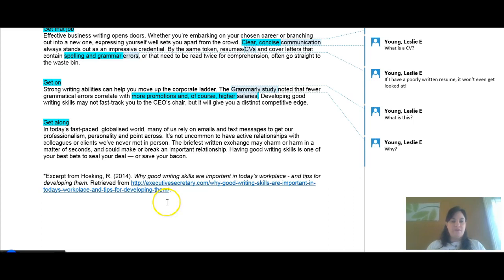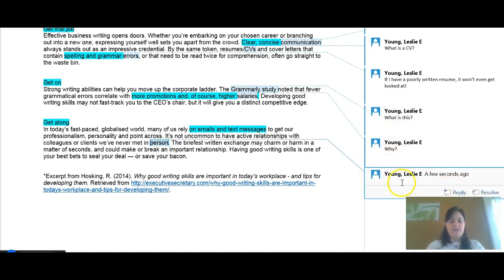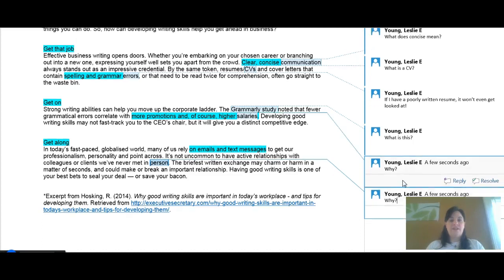Okay, so I think this paragraph is telling me that writing skills are important because of how many types of writing we use, emails and text messages, and so I'm going to highlight that. But it also says that we have relationships with people we've never met, and I don't really understand that, so I'm going to put another comment that says, why? Because I don't understand that. If we're working in a company, in an office, or with clients or customers, wouldn't we have met these people? Wouldn't we interact with them every day? And then that's the end of the document. So that was my reading stage.